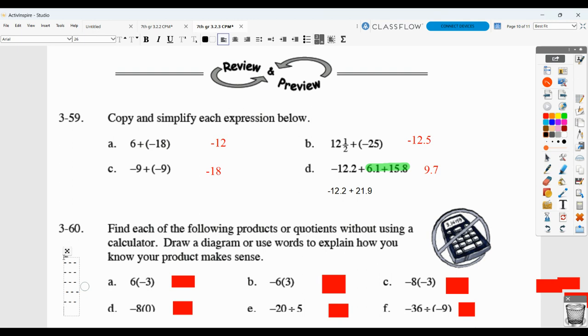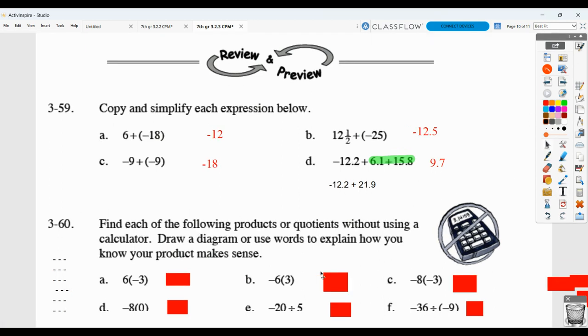And it looks like we need one more group. Okay, 6 groups of -3. Well, 6 groups of -3 would be just -18. You could also explain it in words. You could say, I have 6 groups of -3, which I know means I have a total of -18.